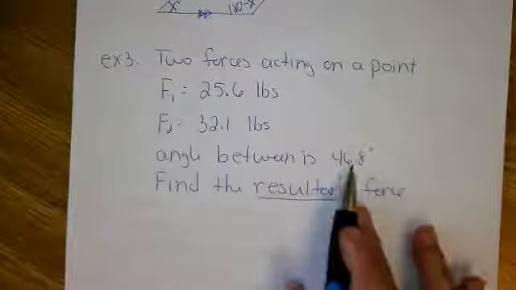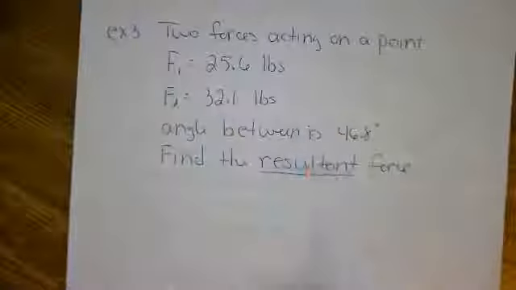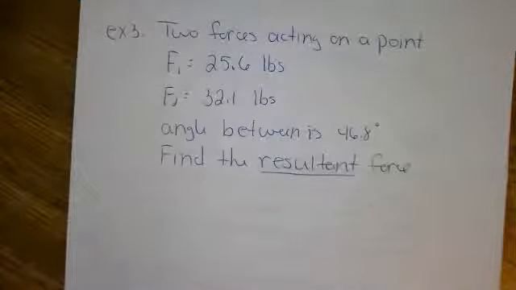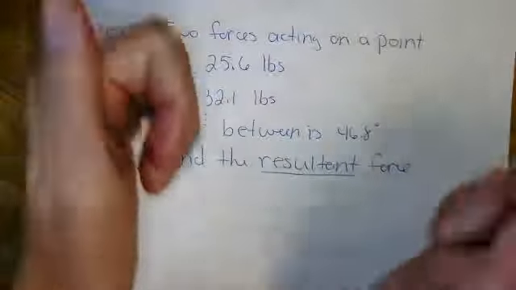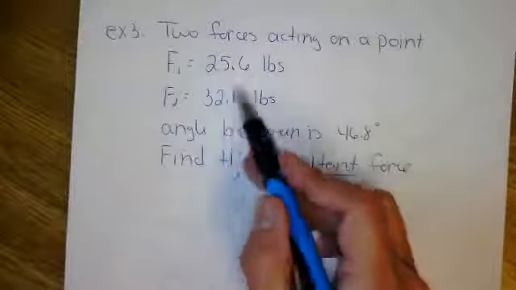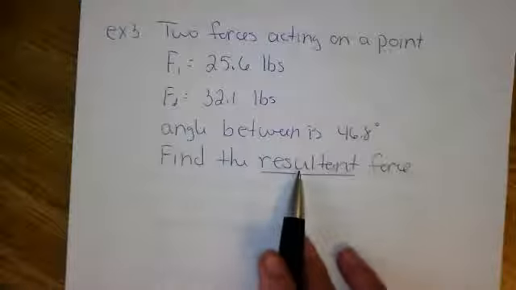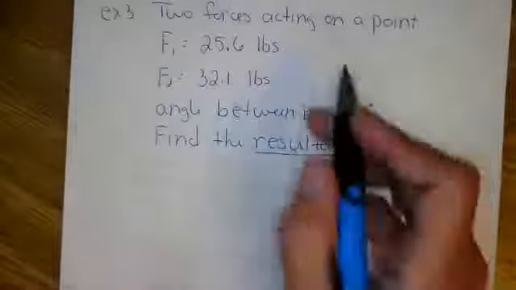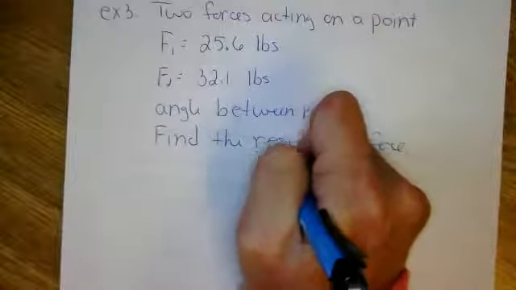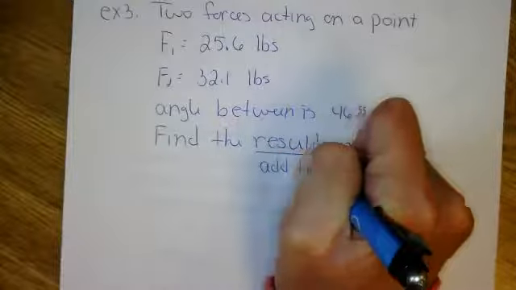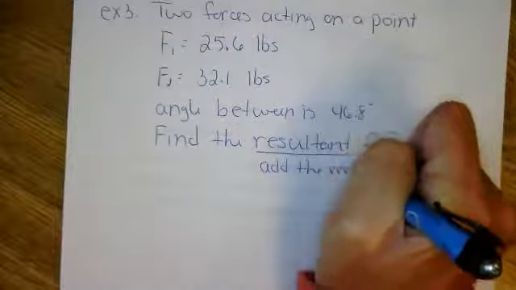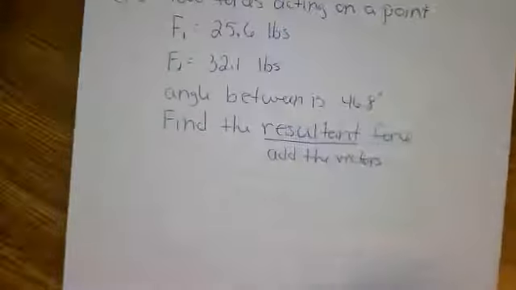Now, because there's an angle between them, it's not just add these two numbers together. If they were in line with each other, then yes, you would just add them together. But because there's that angle between, they're losing a little bit of their total pounds of force that they're working with. But the key word here is resultant, which means you have to add the vectors together, which means they have to be head to tail. So let's start out with our picture.